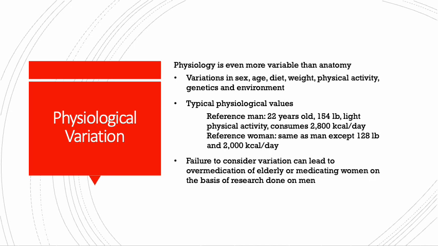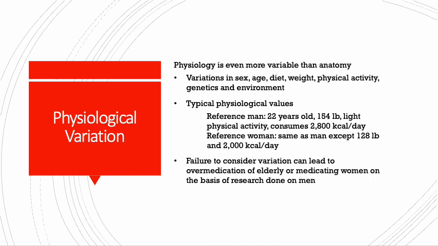So obviously, the 154-pound man is probably going to burn more calories. His cells are going to process more. He's going to pump more blood. He's going to need to produce more oxygen. If he's eating more, his digestive system is going to work more than the woman who's 128 pounds. So we need to be aware that things vary from person to person, and it's not as rare as the anatomical variation. When you're treating a child versus a teen versus an adult versus an old person, there's going to be great physiological variation between them.